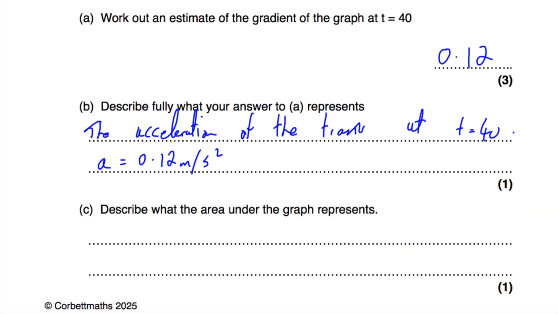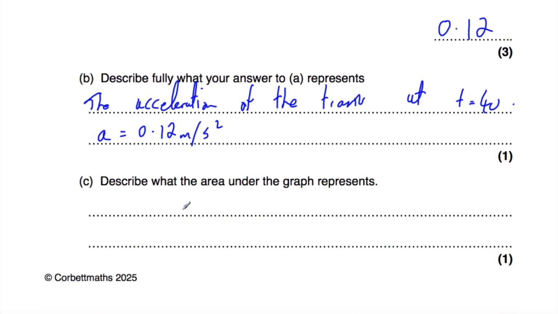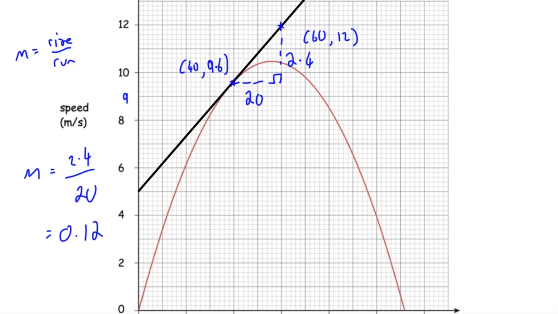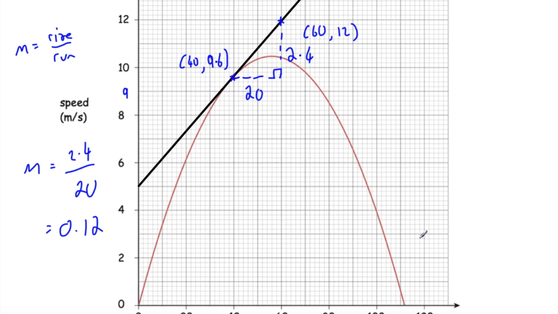And then if we go to part C, it says describe what the area under the graph represents. So sometimes rates of change questions are also linked into area under the graph questions. And if you go to Corbettmaths and watch the video tutorial on area under a graph, that'll explain that in a bit more detail. But if you've got a speed time graph and you find the area under that graph, that represents the distance travelled. And if we go back up, the graph represented the journey between two stops. So actually in this case, the area under that graph would represent the distance between the two tram stops.